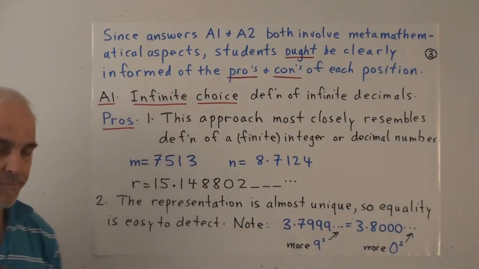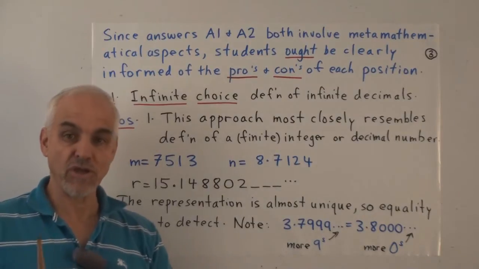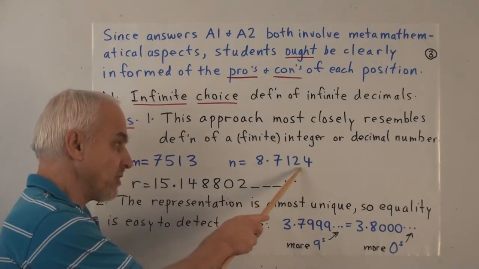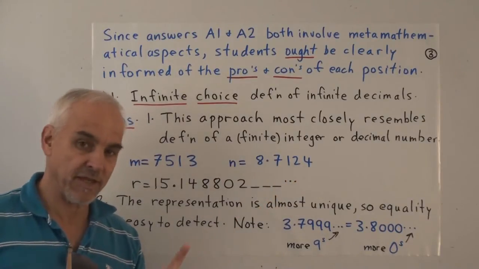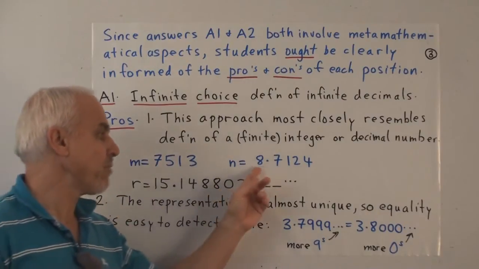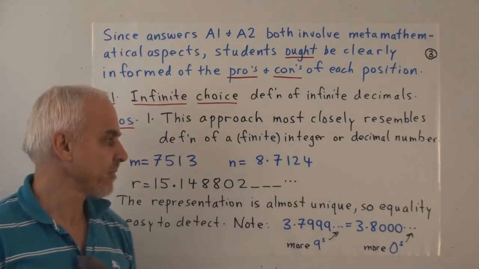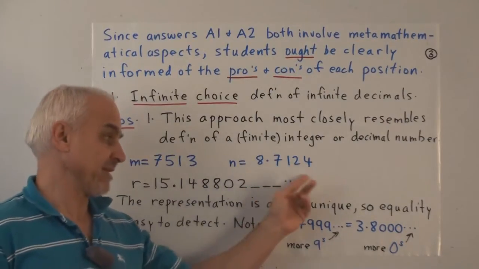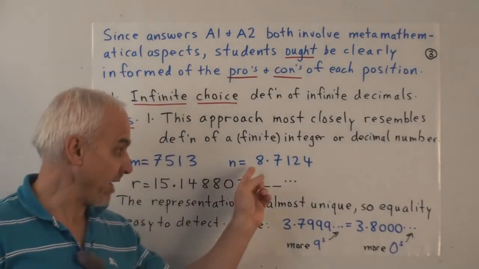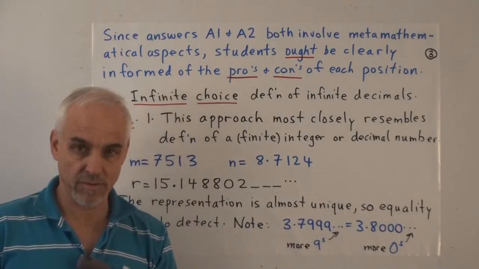Similarly here, if this is the answer for a question on a test, I expect my students to write down 8.7124. And anything else that they write down, I probably will not accept. If you say 8.7123 plus 0.0001, well, that might indirectly represent the same number, but I'm not going to accept that as an answer. I want exactly the string of digits that appear in exactly the right order.